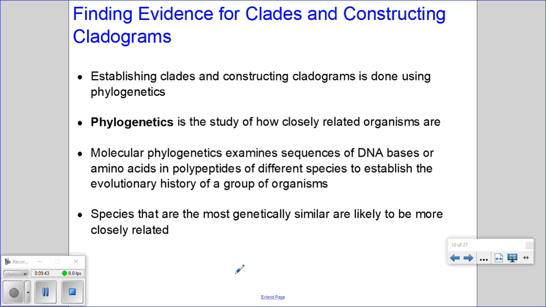Now, the way in which we find evidence for clades and construct cladograms is the following. Establishing clades and constructing cladograms is done using phylogenetics. Phylogenetics is the study of how closely related organisms are. Molecular phylogenetics examines sequences of DNA bases or amino acids in polypeptides of different species to establish the evolutionary history of a group of organisms. Species that are the most genetically similar are more likely to be closely related.